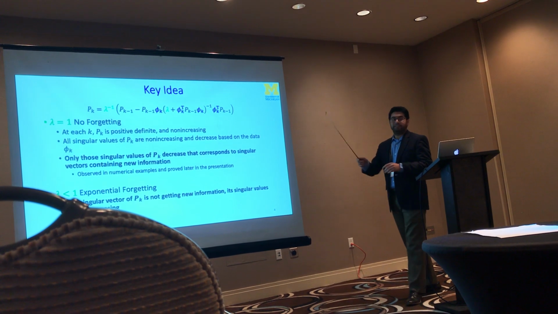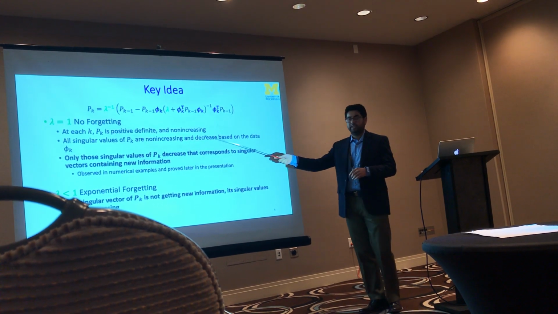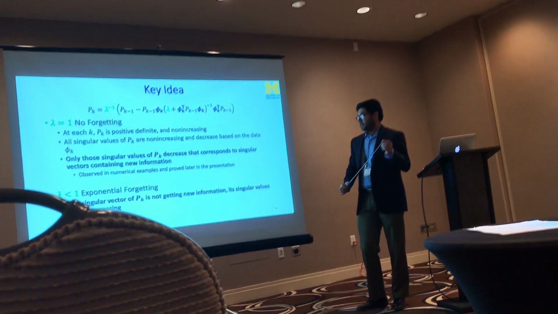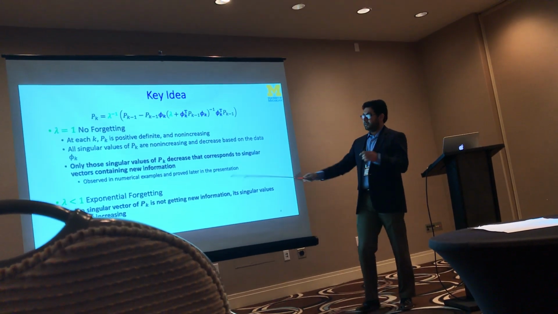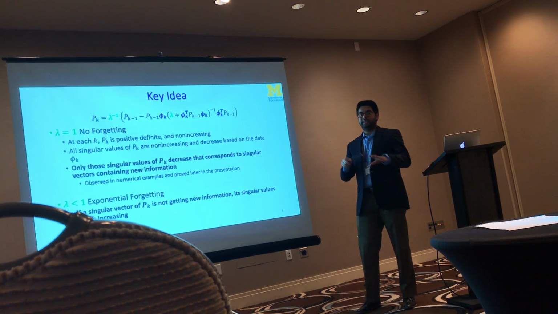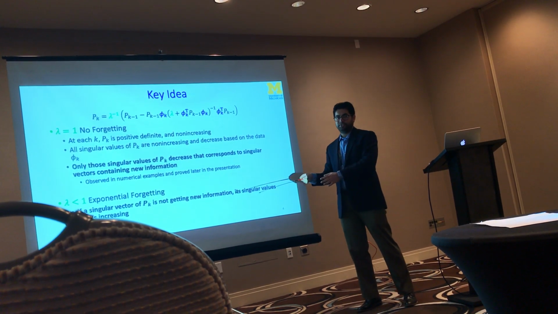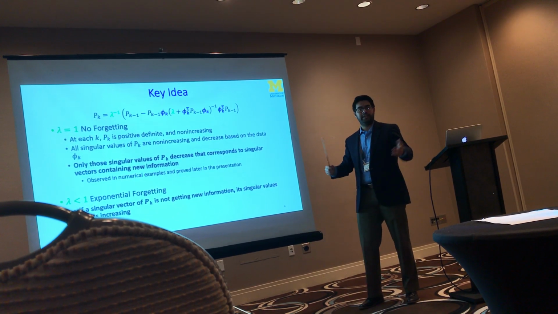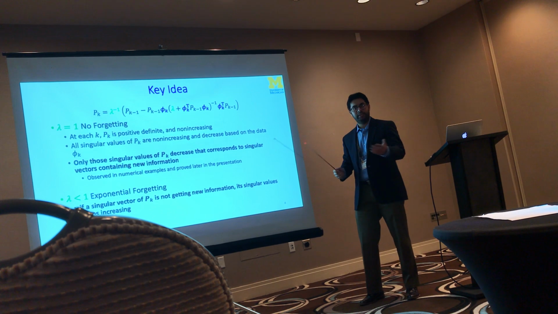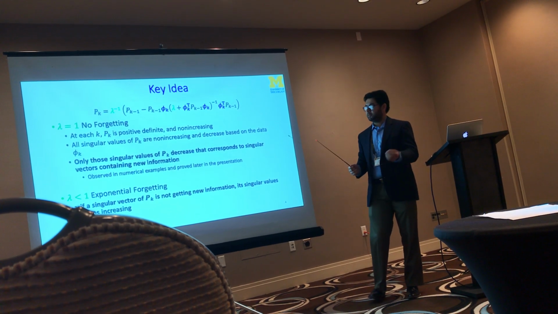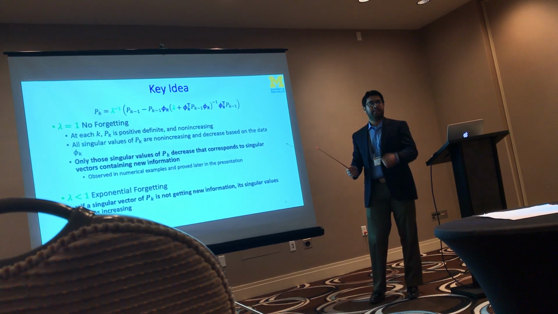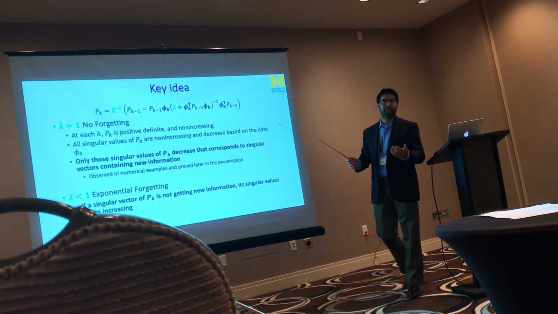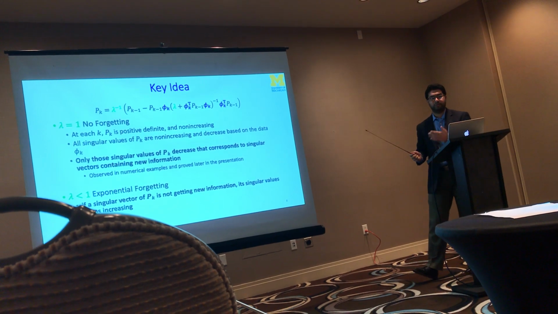Now, if you apply forgetting, that is, you set lambda less than 1, then in the previous case, those directions which were not getting information, those singular values would just not change. But now, if you're not getting new information, those singular values keep on getting divided by lambda. If you keep on dividing something by a number which is less than 1, that number is going to keep on growing, and what ends up happening is that P of k eventually blows up. That's the goal: I want to stop that from happening.